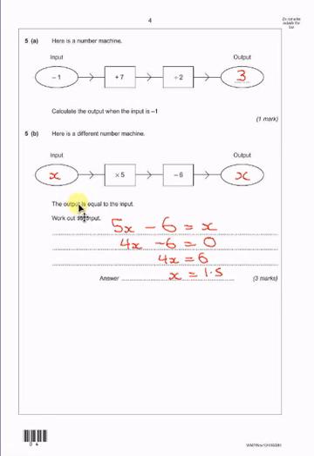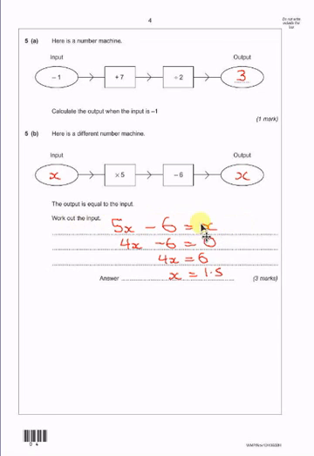If the output is equal to the input, I'd always go with algebra. So if I start with x, I must end with x. So if I get myself a little formula, or an equation, you're going to get 5 times x, which is 5x, take away 6, which is minus 6. So 5x minus 6 equals what I ended up with, which is x.